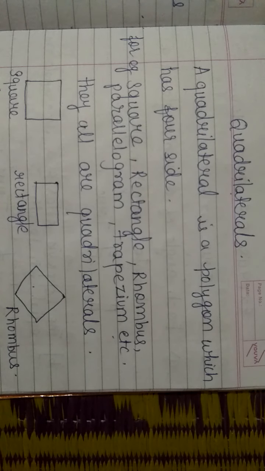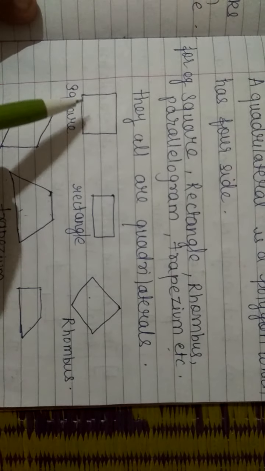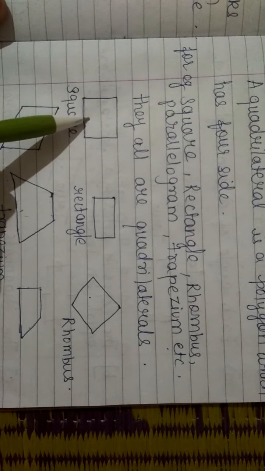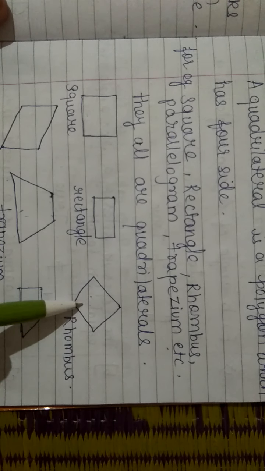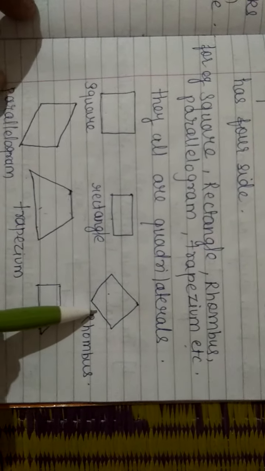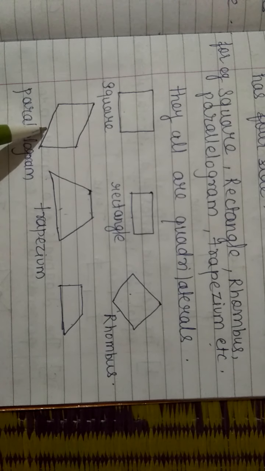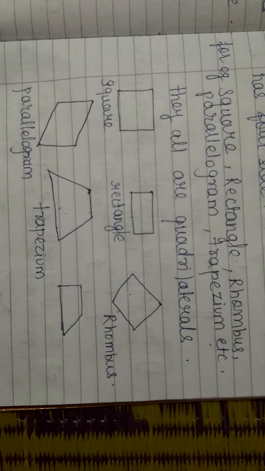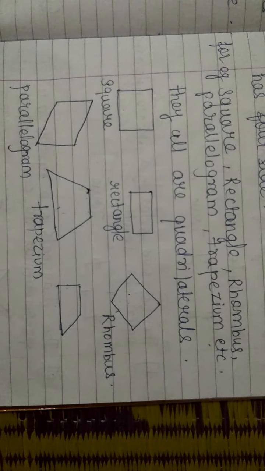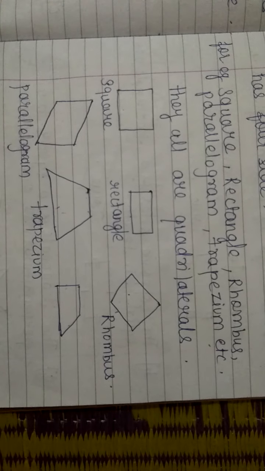They all are quadrilaterals. Now see children, this is the square. How many sides does it have? Four sides. Quadrilateral. Rectangle, four sides. This rhombus, shapes you keep in mind children. This is rhombus. This is parallelogram. These two are trapezium. Okay children, now let's see the properties of these quadrilaterals along with the questions from exercise 5.7.